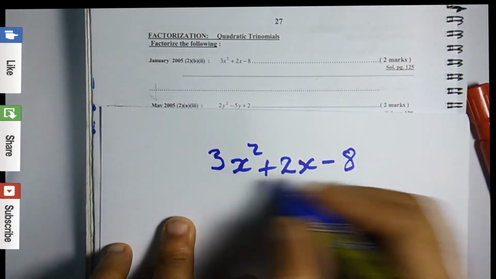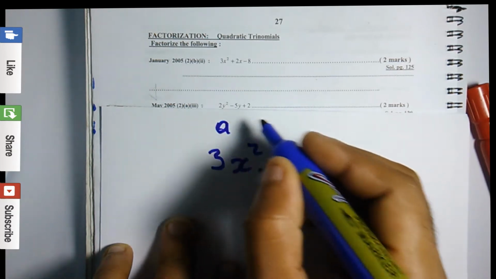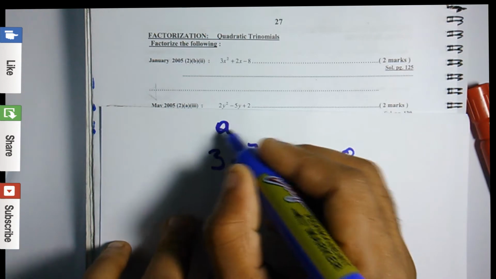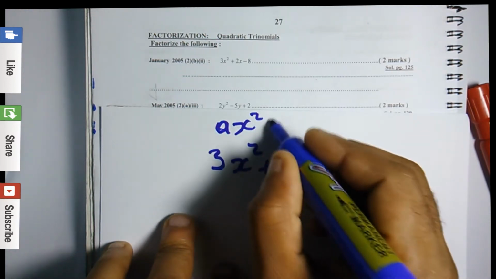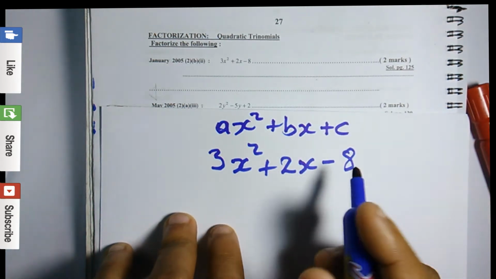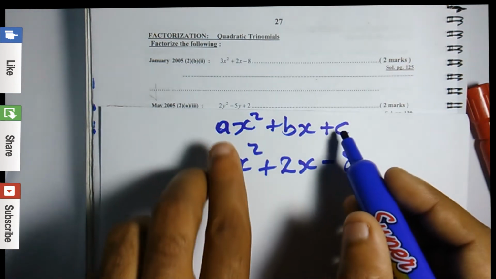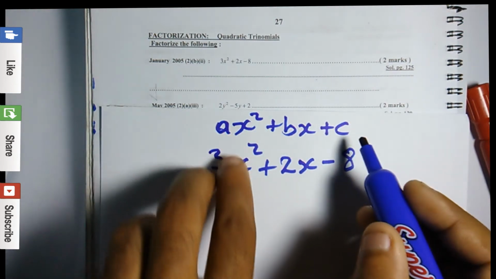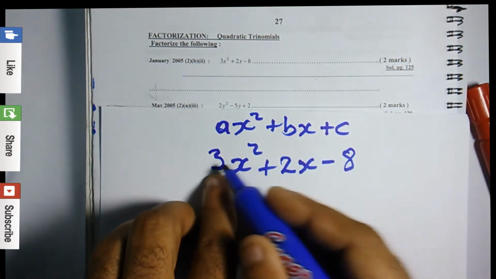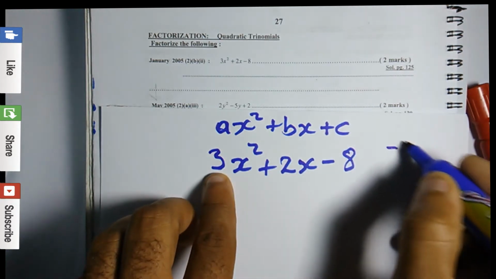You have to remember that this quadratic trinomial is in its general form. The general form for a quadratic trinomial or quadratic expression is ax squared plus bx plus c. So to solve this quadratic expression, we're going to use the AC method, in which we multiply a times c. In this case, it's 3 times minus 8. 3 times minus 8 is minus 24.